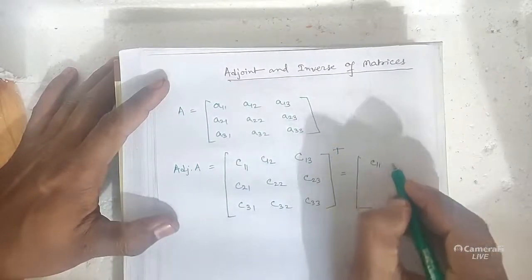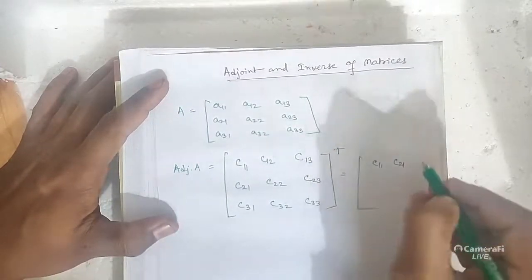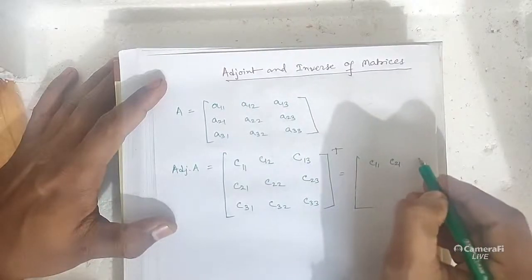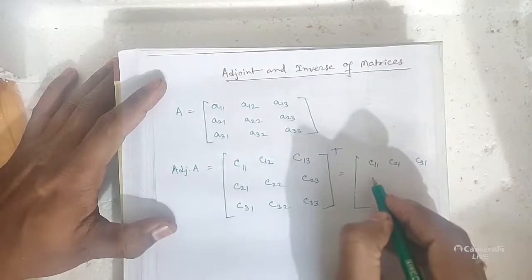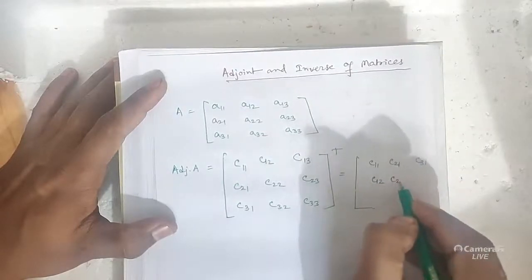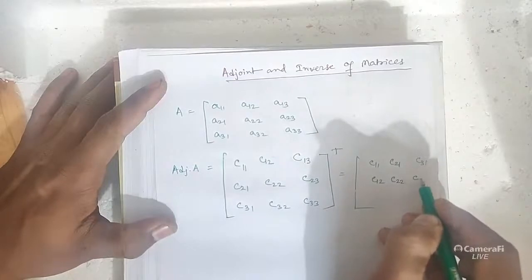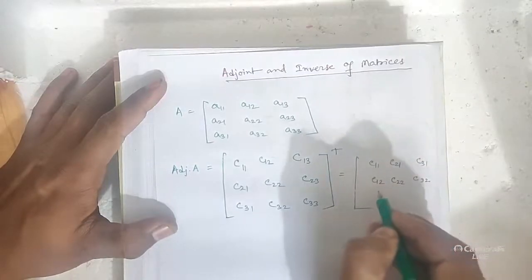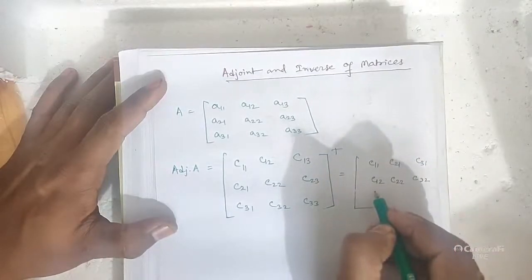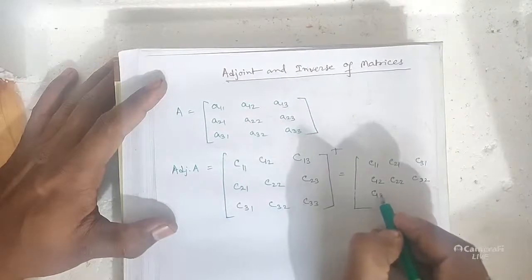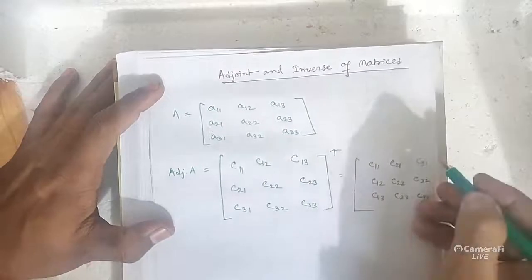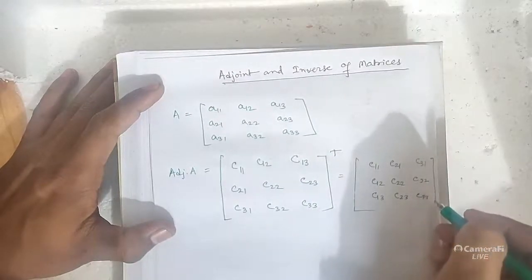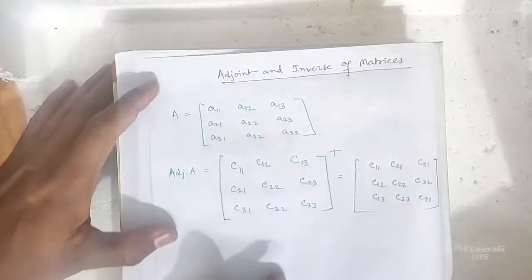So C11, C21, C31, C12, C22, C32, C13, C23, C33. This will be the adjoint of the A matrix.